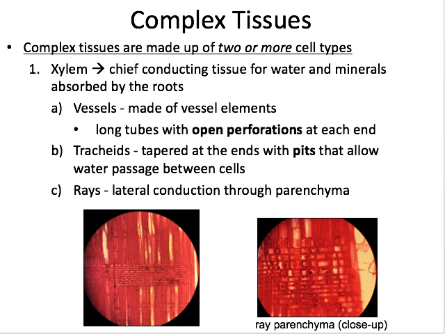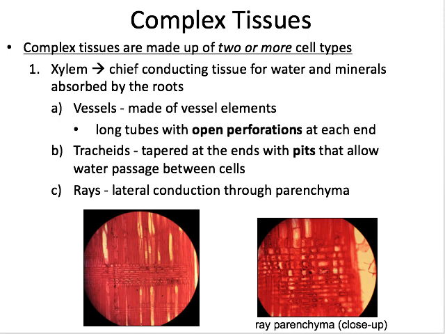So if simple tissues are made up of one single type of cell, complex tissues are made up of two or more types of cells. And it's not that this is made up of two single cells. It's made up typically of hundreds or thousands of cells, but it's two or more types of cells. Xylem is very important because this is how plants with vascular tissue move their water and minerals that are absorbed into that water by the roots.